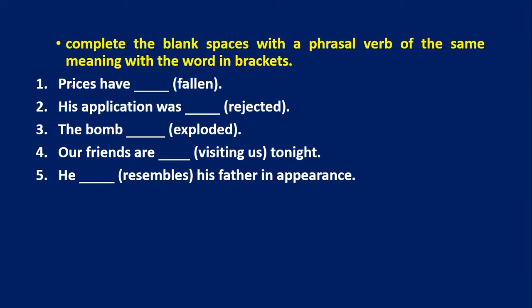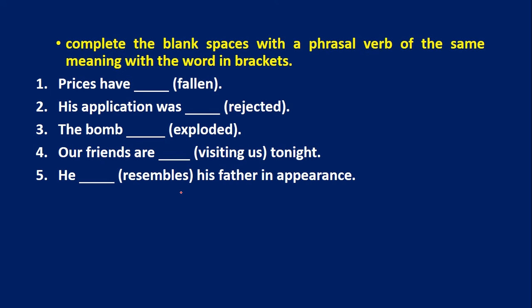For example, here the first one we have prices have fallen. What is the phrasal verb similar to fallen? Went down. Okay, phrasal verb went down. Prices have went down, but since we have prices have, it's gone down. Prices have gone down. It means prices have declined. So I need you guys to do the same thing for the rest of the exercise questions.